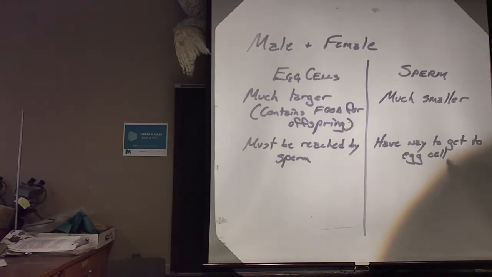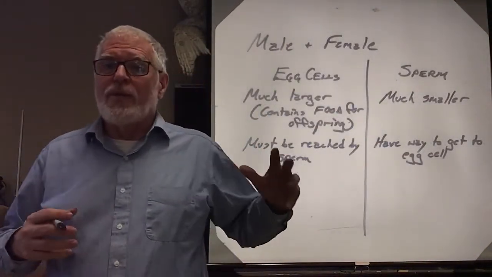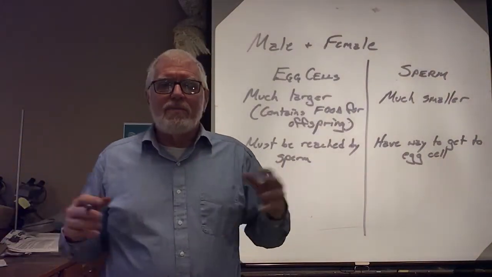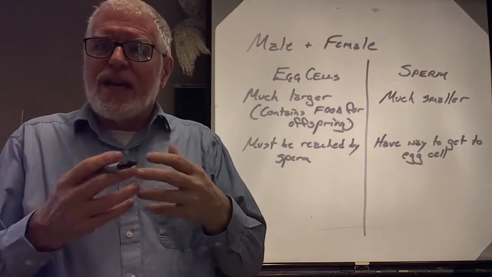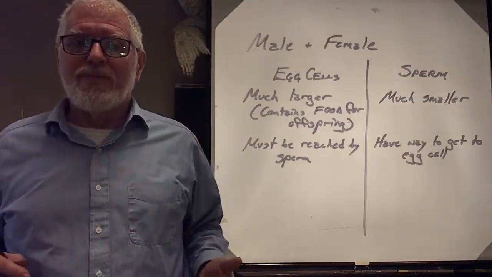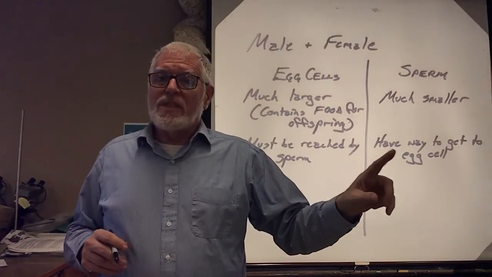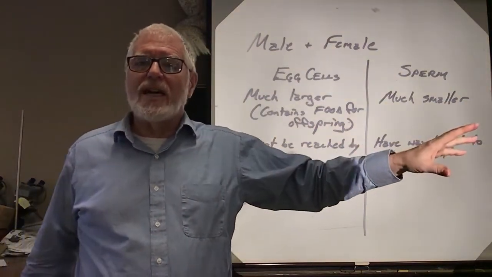Now we get to the other function. Bigger cells are not as mobile. So the egg cells are not mobile, in that they don't move through the world. The best they are in some ocean animals is they're dropped in the neighborhood. So how do these cells get together? That's where the sperm are functional. Sperm have a way to get to where the egg cells are.